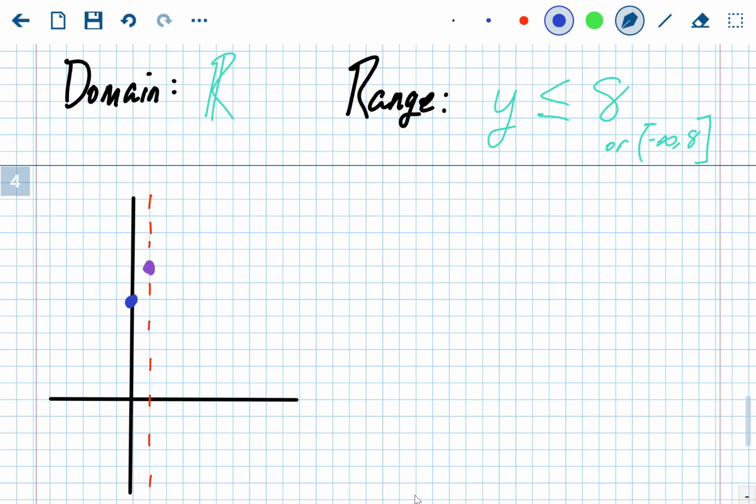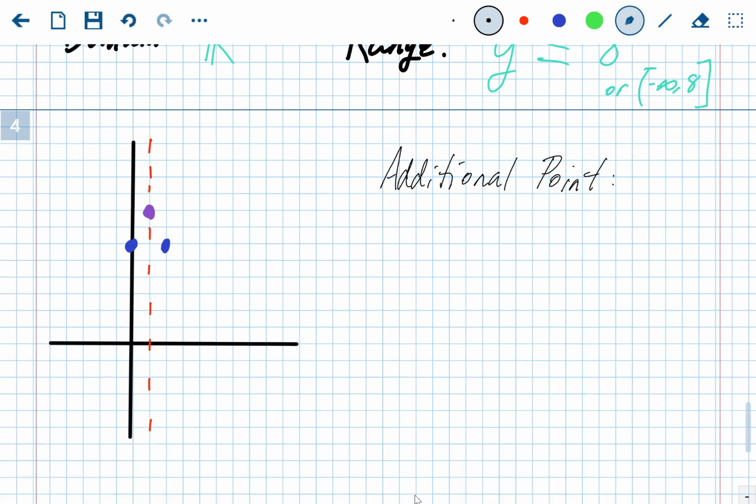Now again, the cool part about the axis of symmetry, if you know 1 point to the left of the axis of symmetry, you automatically know 1 point to the right. Okay. So we can kind of reflect that point over. Now like I said, we like to have 5 points when we do this. So sometimes we're going to have to find an additional point. How do we find an additional point? Well, you just plug in another x value.